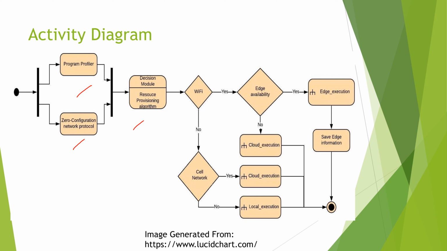Here, the input from the program profiler and network profiler is sent to the decision module. The algorithm checks if Wi-Fi is available. If yes, the availability of the edge device is checked. If yes, the execution takes place on the edge device and the IP address of the edge device is temporarily stored. If no, the execution takes place in the cloud. If Wi-Fi is not available, then the cell network is checked. If available, the execution takes place in the cloud. If not, the execution takes place locally.